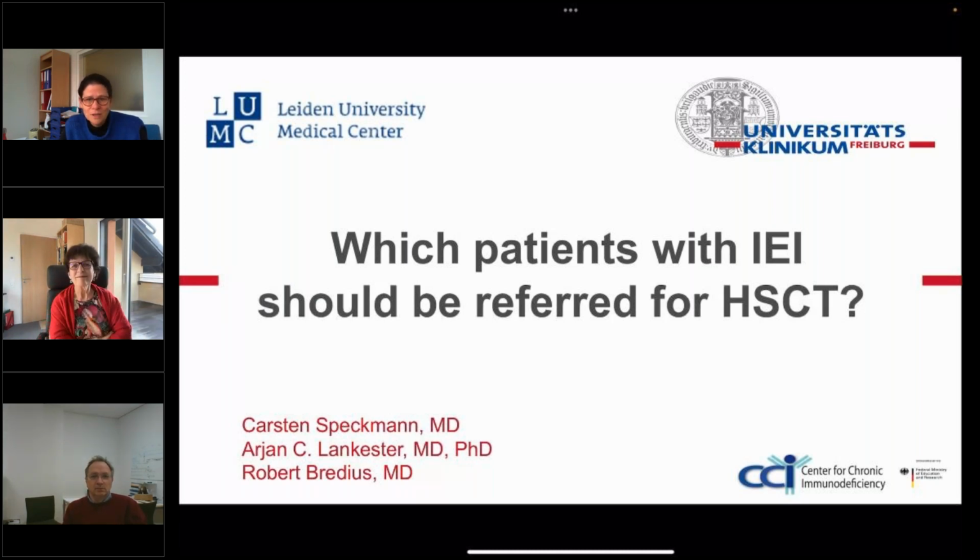And today I'm very pleased to introduce our two speakers. First, Robbert Bredius, who is a pediatrician in Leiden in the Netherlands. He has a very large experience in transplantation of patients with a non-malignant disease, and Carsten Speckmann, who is also a pediatrician in Freiburg in Germany, and also very experienced in transplantation for patients with inborn errors of immunity. So they will both introduce the topics and give us some ideas, and also ask questions about how to deal with these questions, when to refer, and when to go for transplantation in this patient.